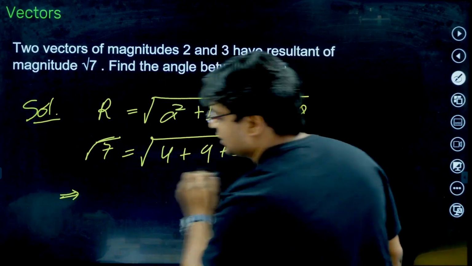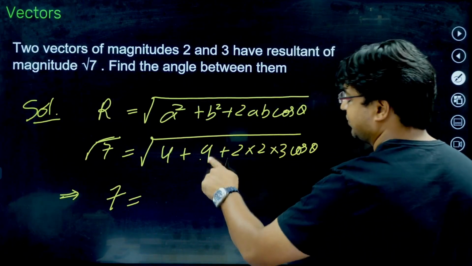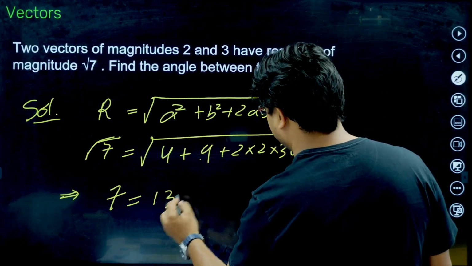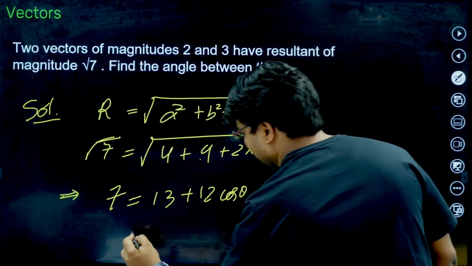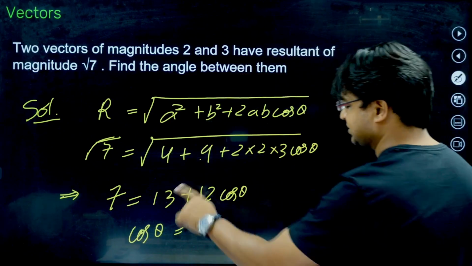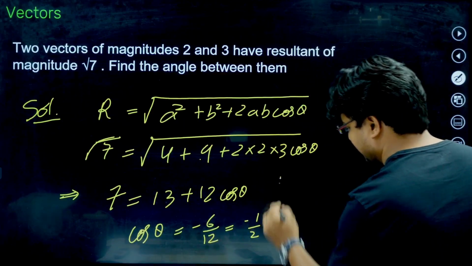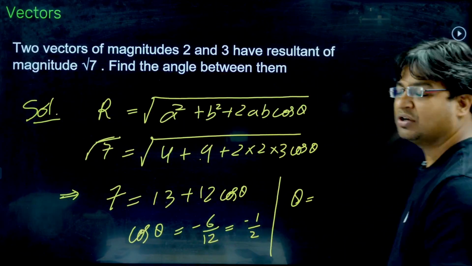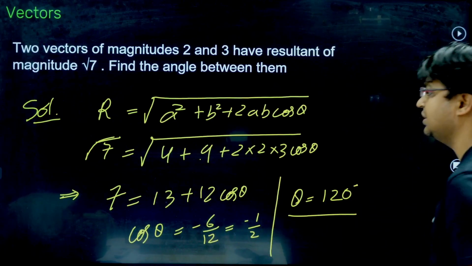Let's take squares on both sides. So we will get 7 is equal to 4 plus 9 which is 13, so 13 plus 12 cos theta. From here we get cos theta as 7 minus 13, which is minus 6, by 12. Minus 6 by 12 is minus half, so cos theta is minus half, which is for 120 degrees. So theta is 120 degrees.